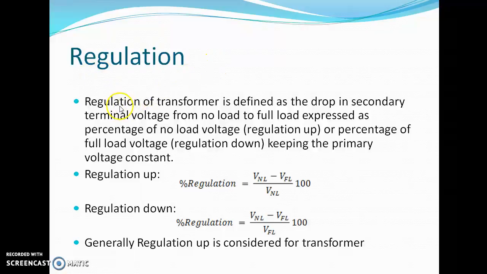So the regulation of the transformer is defined as the drop in secondary terminal voltage from no load to full load, expressed as percentage of no load voltage for regulation up and percentage of full load voltage for regulation down, keeping the primary voltage constant. Thus the formula for regulation up is percentage regulation is equal to VNL, no load voltage, minus VFL divided by VNL into 100. Regulation down is given by VNL minus VFL divided by VFL into 100. Generally, the regulation up is considered for a transformer, and for a good transformer, regulation must be less than 5%.